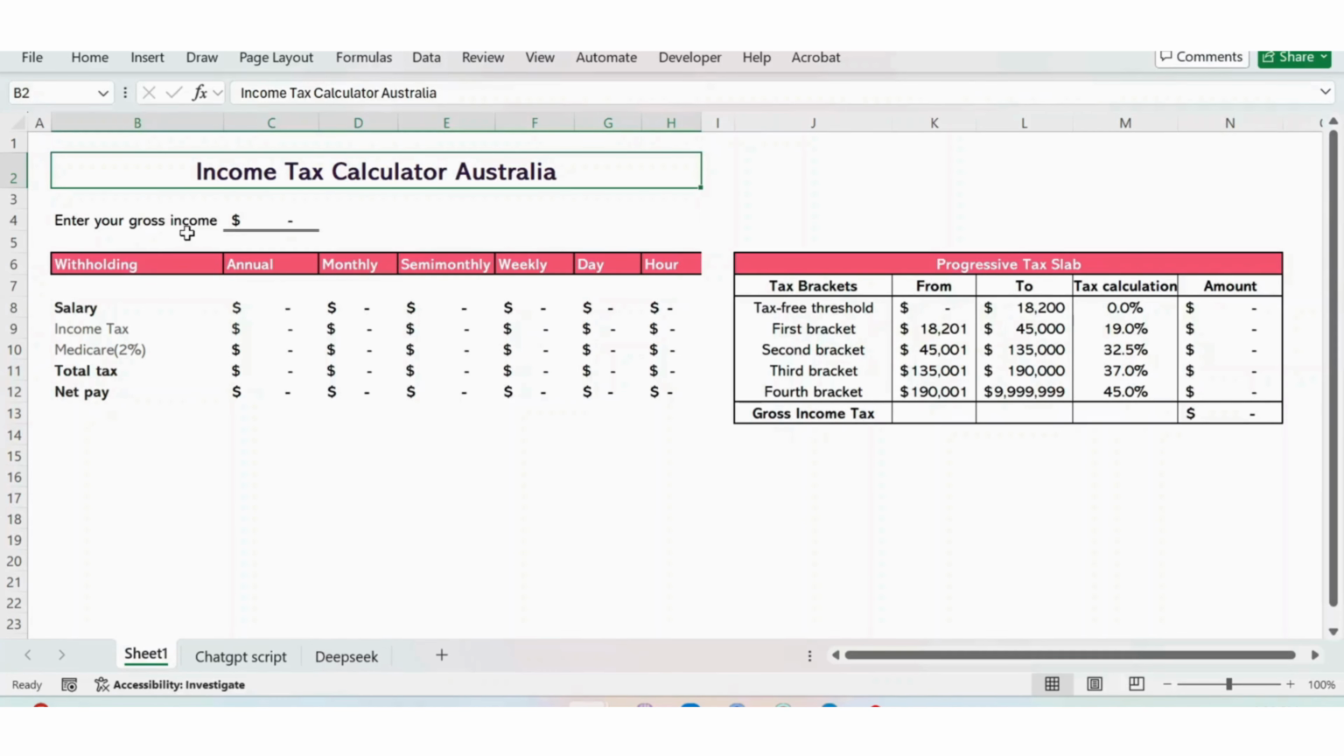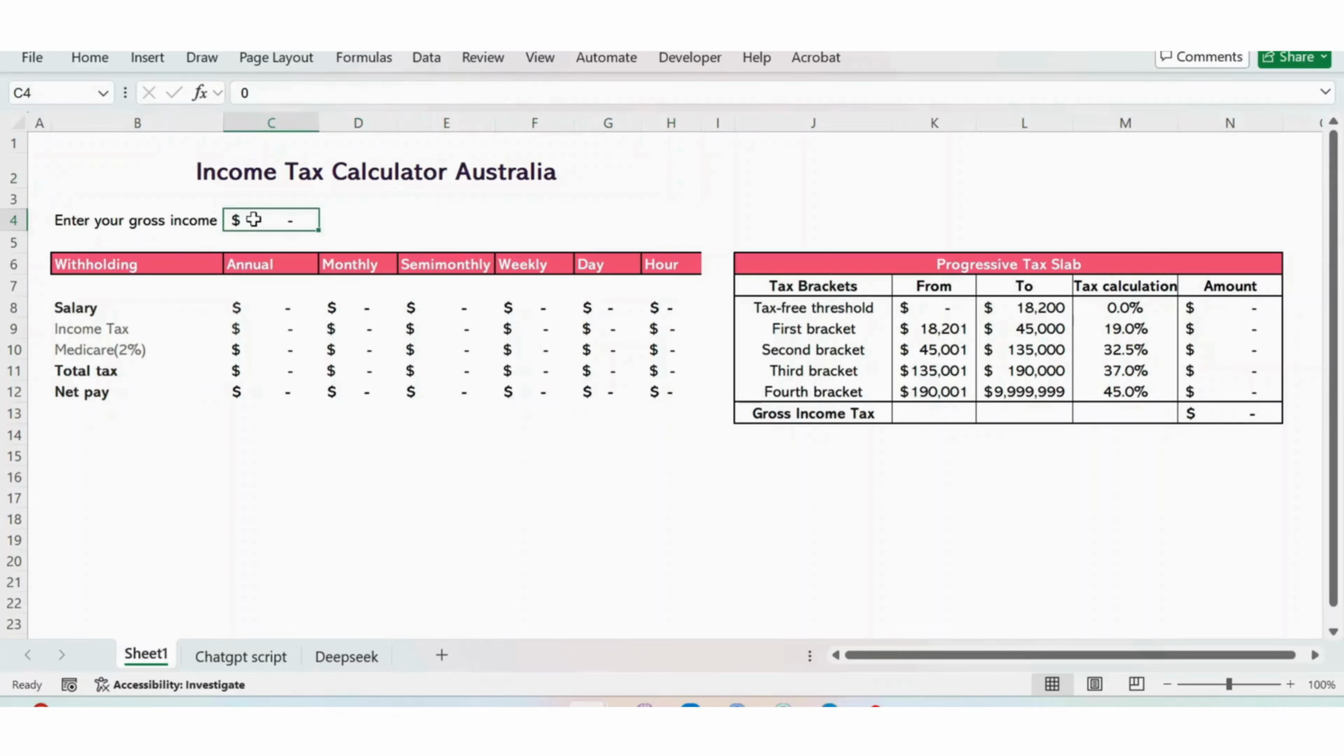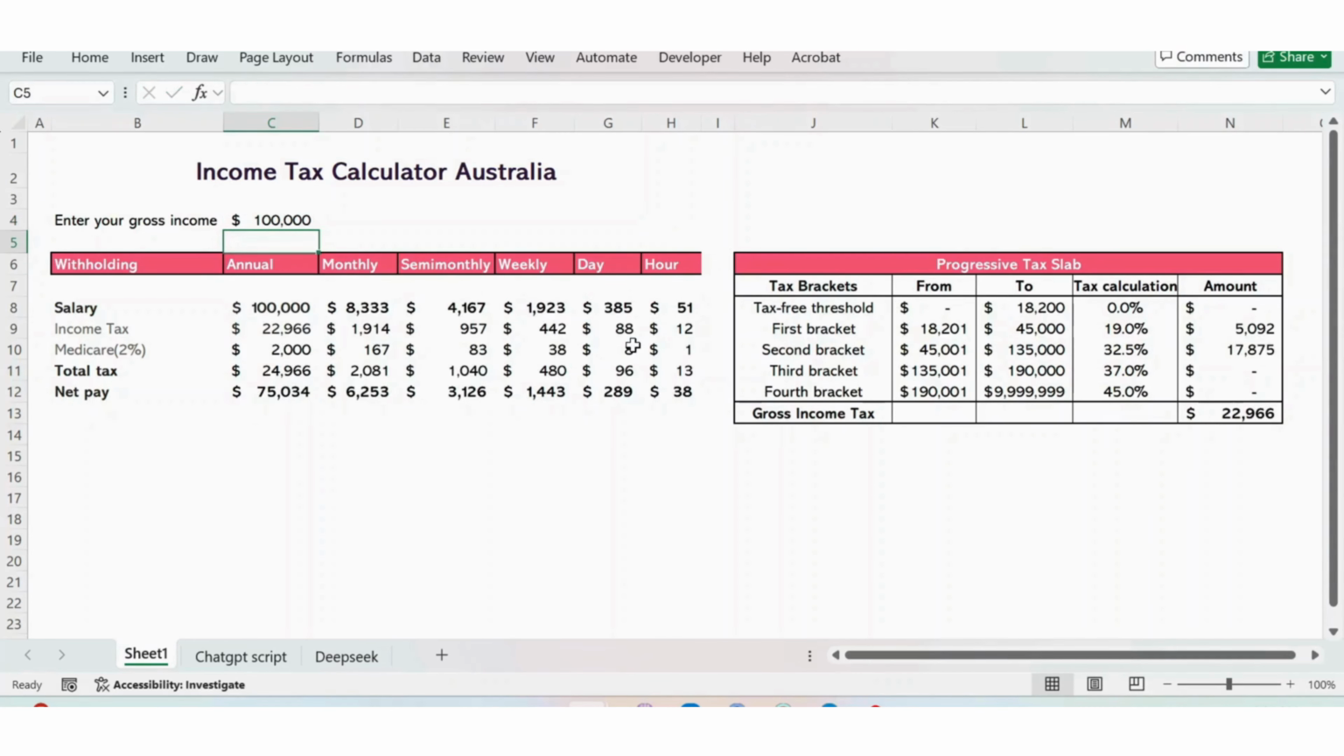Part 1. Enter your gross income. First, you enter your gross annual income in cell C4. Let's type in 100,000 as an example. Now, watch how the whole table updates instantly. Your salary row shows $100,000 annually, and it automatically calculates monthly, weekly, daily, and even hourly equivalents. But the real magic is in the income tax and Medicare calculations.